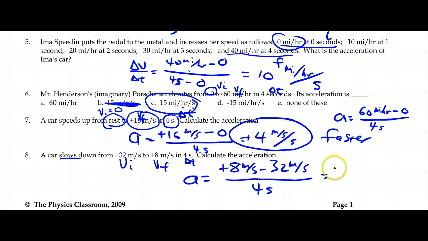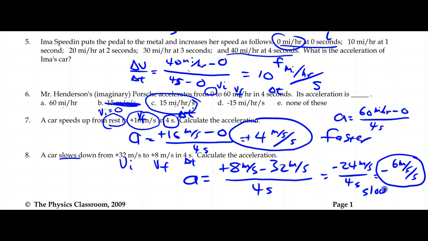Now 8 minus 32 is negative 24 meters per second. We're going to divide that by 4 seconds. That gives us negative 6 meters per second per second. So that is our answer. Now this came out negative and we did slow down, but again, it's not always true that a negative acceleration means slow down. That's a common misconception. We're not always going to use positive acceleration for getting faster and negative acceleration for getting slower. Not true. You have to look at the comparison of the velocity and the acceleration.